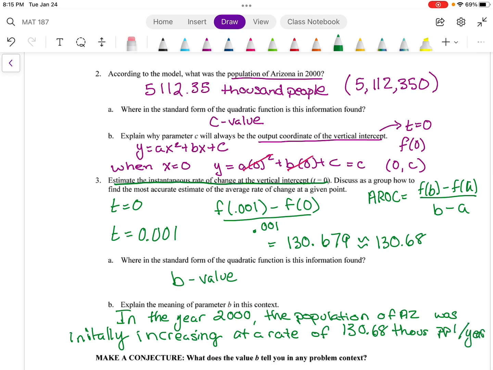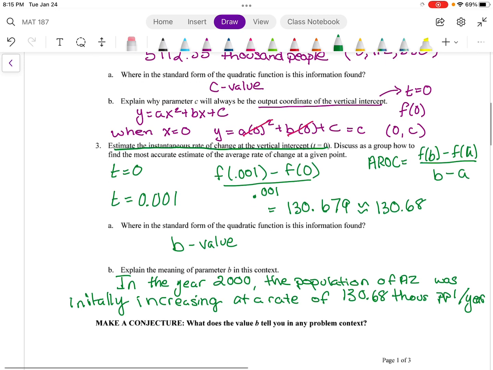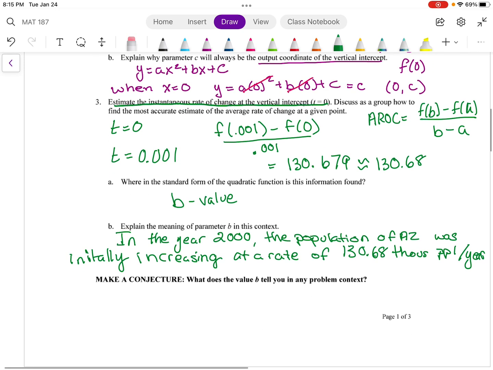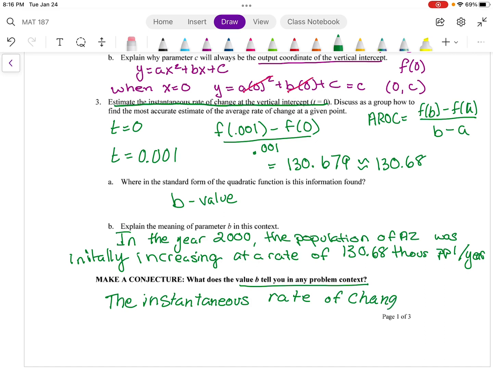Remember, our rates of change should always have sort of two quantities. And so what is that b value telling us? We just talked about it. So the b value is giving us the instantaneous rate of change at x equals 0, at that initial vertical intercept point.